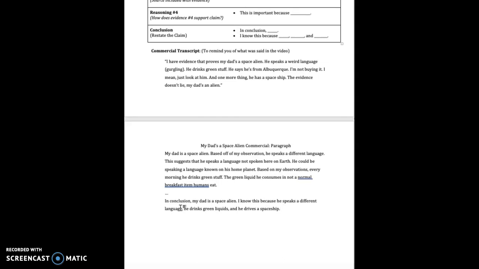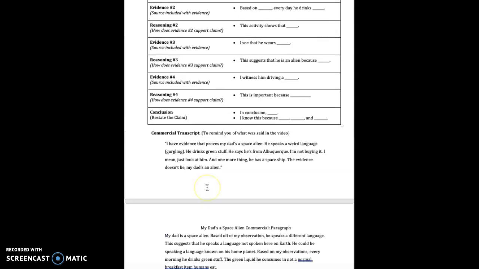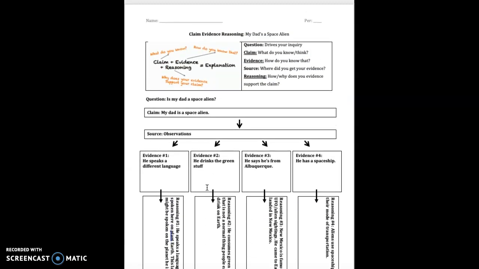Okay, so go ahead and go back and reread your whole paragraph. If you need to adjust some of the grammar, please do that. But after you've written this whole paragraph, it should be a strong argument that supports this claim here. My dad is a space alien, based on our evidence supported by our reasoning.